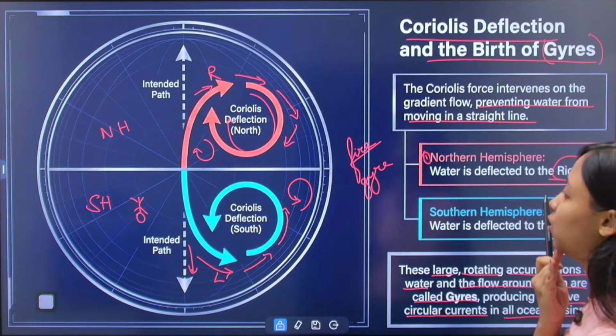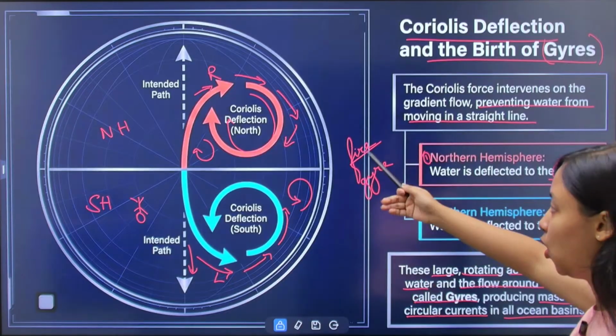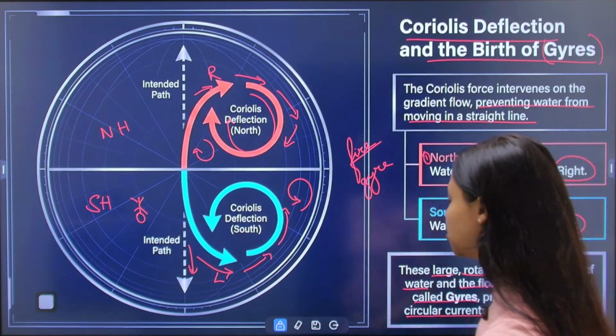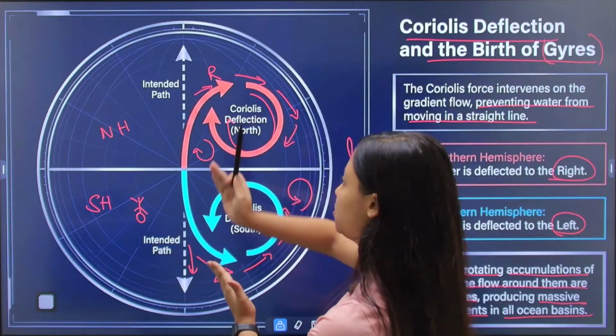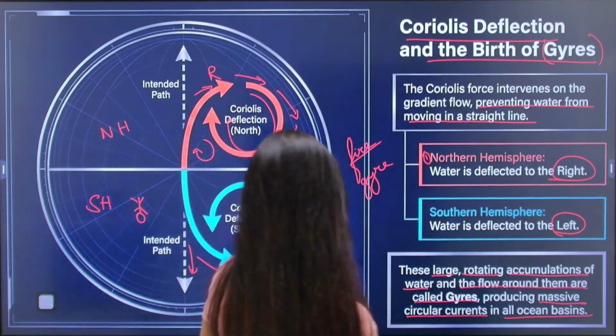Without the presence of the Coriolis force, these currents would have gone in a straight direction, but they would not, because of the presence of the Coriolis force, which deflects their direction towards the right in the northern hemisphere and towards the left in the southern hemisphere.